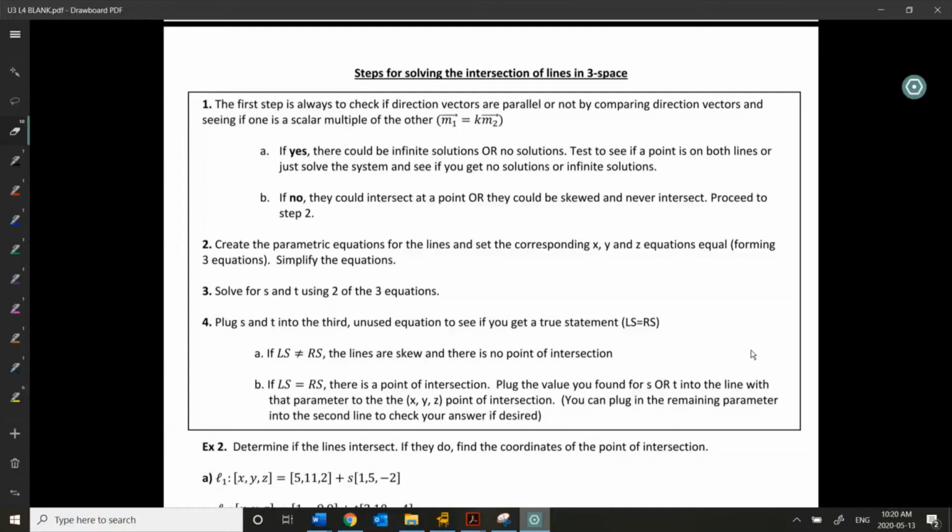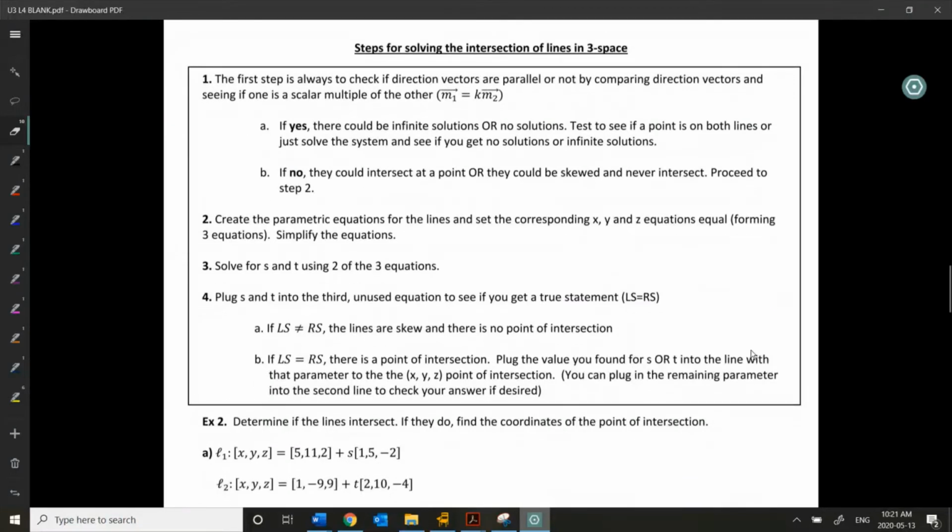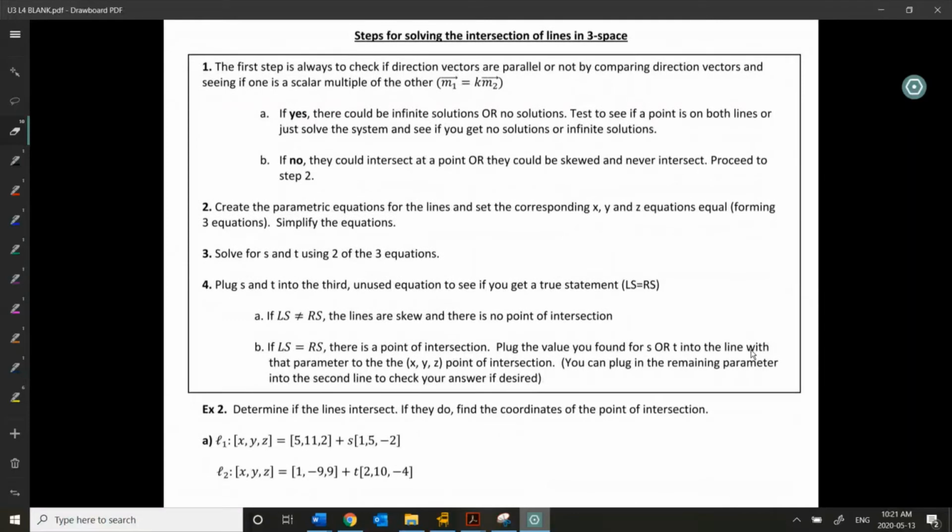We're going to do something very similar to what we did in 2D. Set up your parametric equations. This time you'll have 3, x, y, z, for each line. You're going to set the equations equal to one another and simplify. And then you're going to solve for both s and t using 2 of the equations only. The third equation is going to be used once we've solved for s and t, to plug into the third unused equation to see if we get a true statement or an untrue statement.